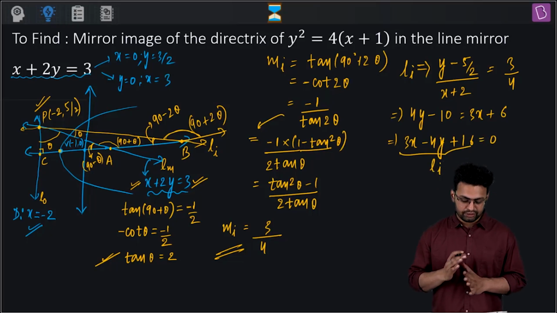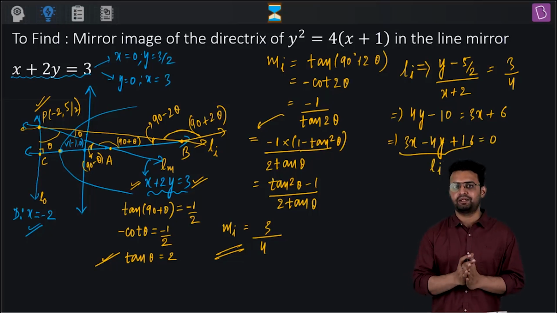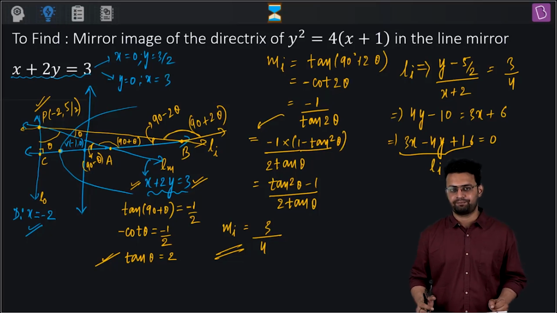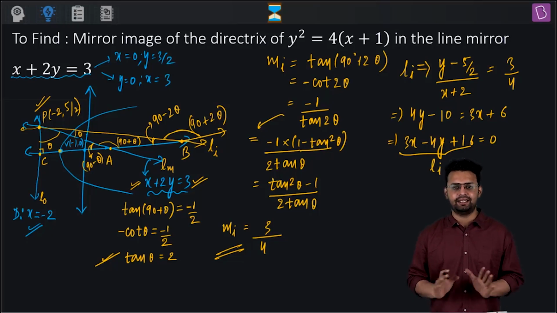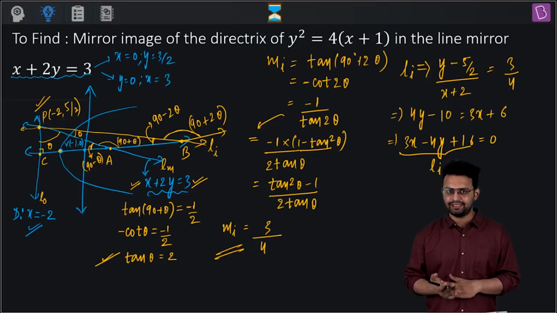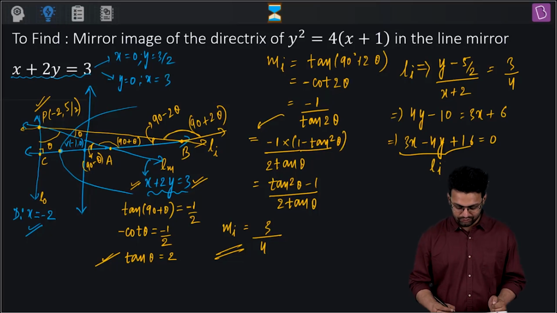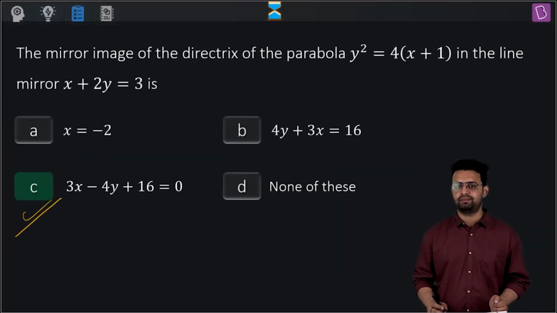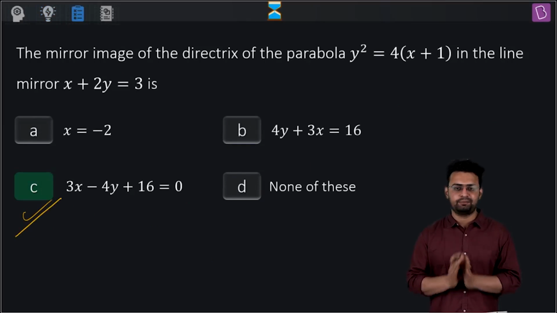This is what the equation of the mirror image of the directrix is going to be with respect to the line mirror. I think each and everything is clearly understood to you. Yes. Now let us quickly go and have a look at the options. Option C says 3x minus 4y plus 16 is equal to 0, which is absolutely correct.